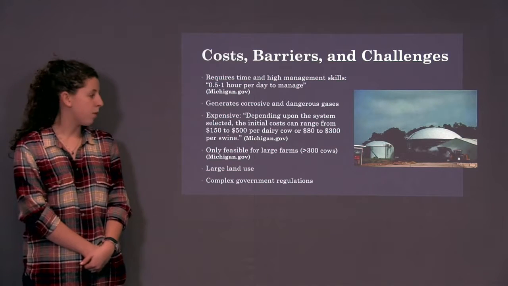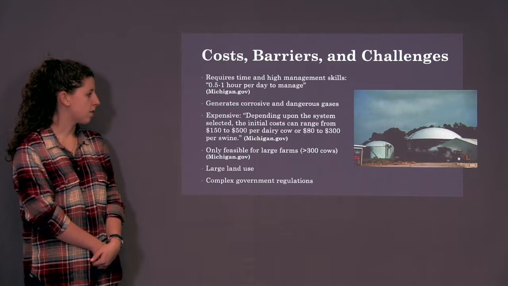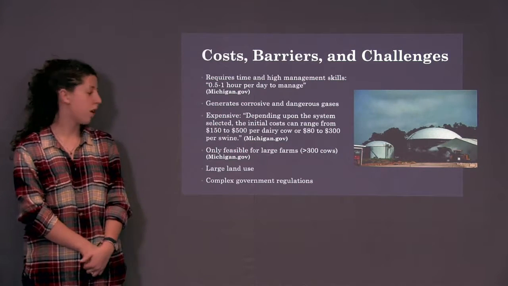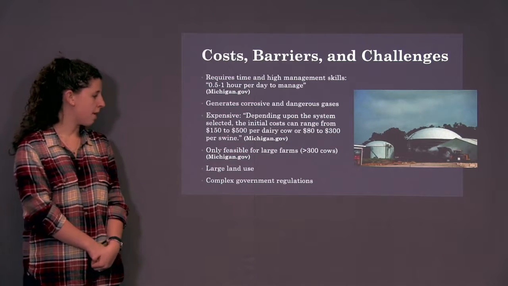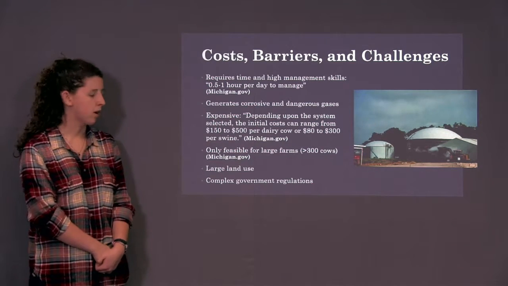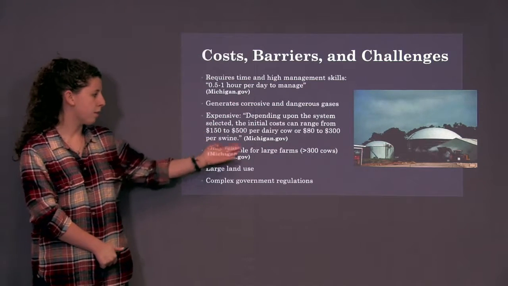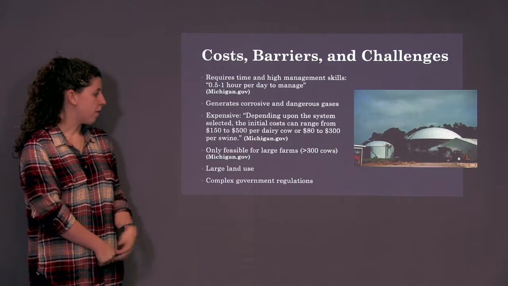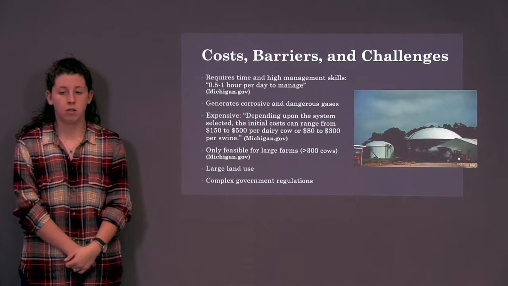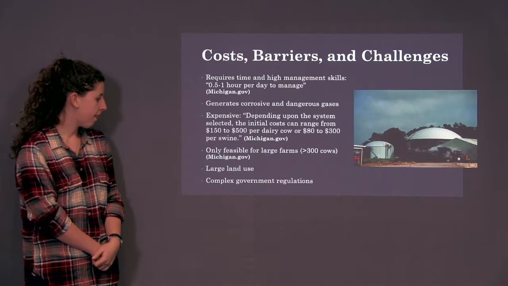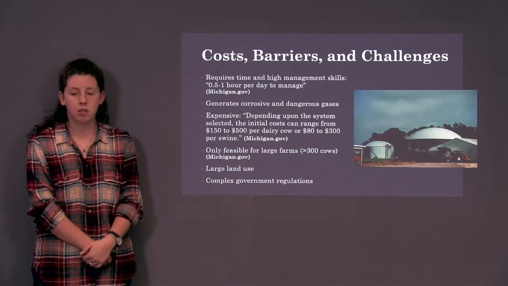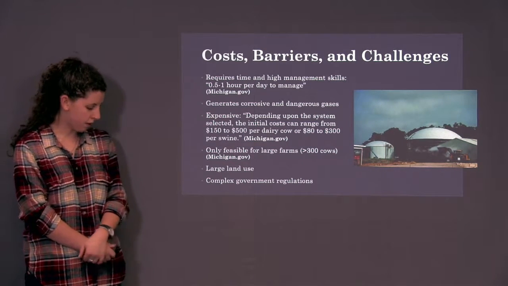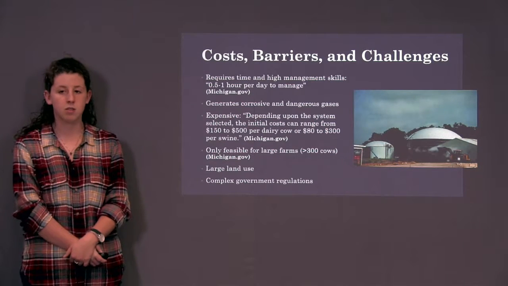It's very expensive. From Michigan.gov, it says that depending upon the system selected, the initial cost can range from $150 to $500 per dairy cow, or $80 to $300 per swine. And it's really only feasible for large farms, so that's greater than 300 cows. So if you're trying to get the minimum amount of cows that you need to have a farm, you would have to spend almost $1 million to just build the anaerobic digester. It requires large land use, and there are complex government regulations due to obviously the different things that you have to deal with: corrosive gases and land use and manure.